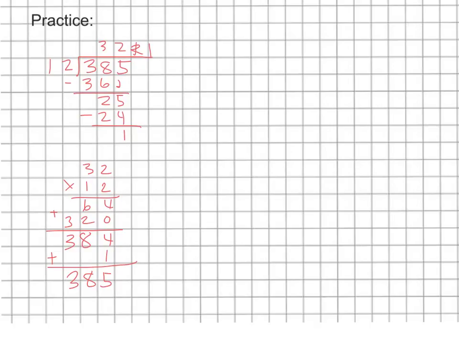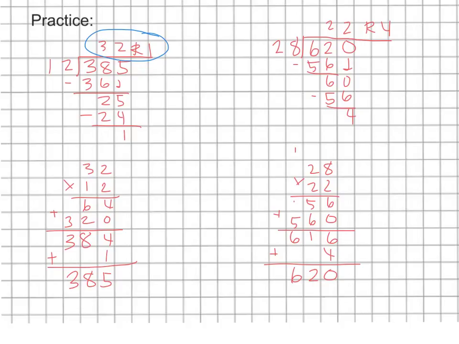Okay, with that first problem, 385 divided by 12. My quotient was 32, remainder 1. Take a moment to pause, check your work if you need to, with the dividing and then also with the multiplying in your checking to make sure that you were correct. And then push play when you're ready to check your second problem.